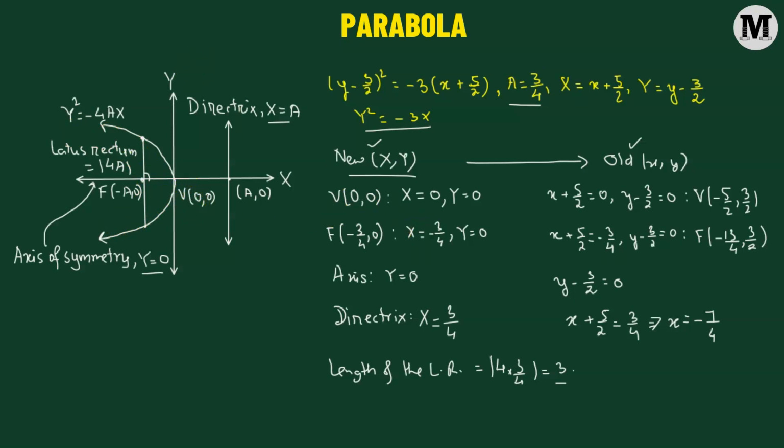So here we have successfully obtained the coordinates of the vertex of the parabola. That's at negative 5 over 2 comma 3 over 2. Coordinates of the focus will be at negative 13 over 4 comma 3 over 2. Equation of the axis of the parabola will be y minus 3 over 2 equals 0. Equation of the directrix will be x equals negative 7 over 4. And the length of the latus rectum will be 3 for the parabola given by y minus 3 over 2 whole squared equals negative 3 times x plus 5 over 2.